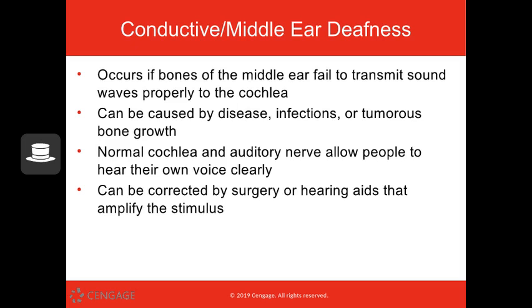Because when you talk, you're actually not using the bones in your ear. If you have a normal cochlea and auditory nerve, so they're not affected by anything, you should still be able to hear your own voice clearly. But sometimes people who have an affected middle ear will hear their voice more loudly, or it might be distorted. It might sound louder in one ear than the other. This can be corrected by surgery or hearing aids that amplify the stimulus.